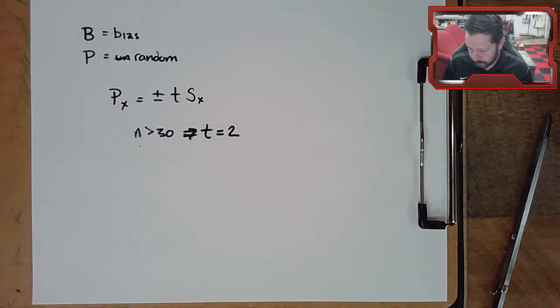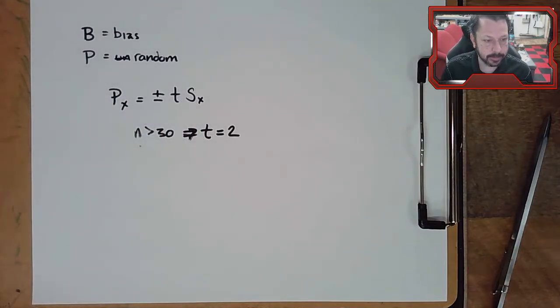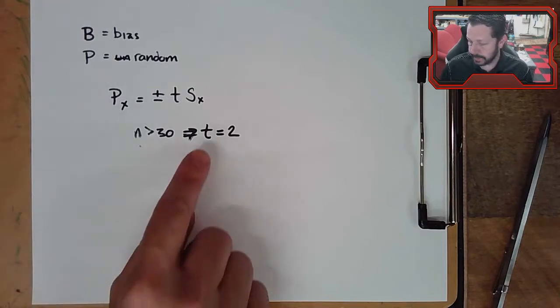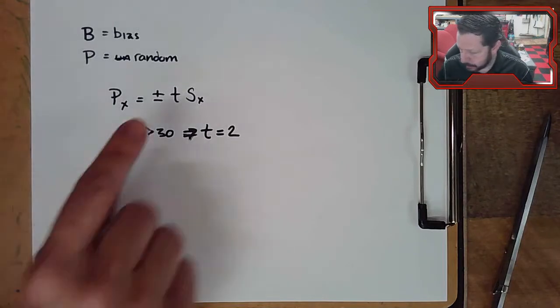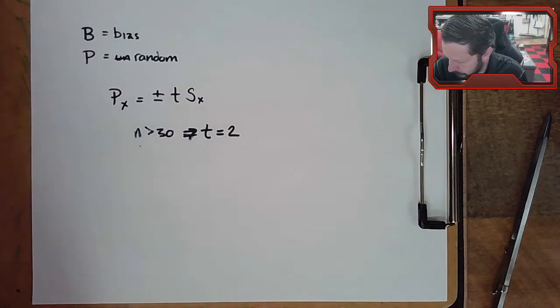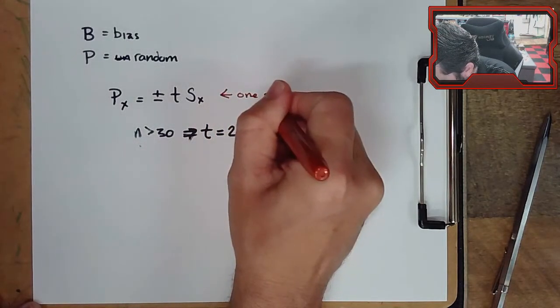All right, so that obviously, if you have one sample, that's not going to really work. But if you have 30 or more, then t can equal 2. All right, so this is for one sample.